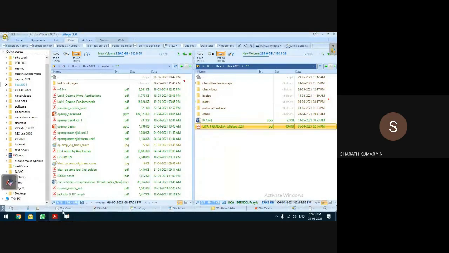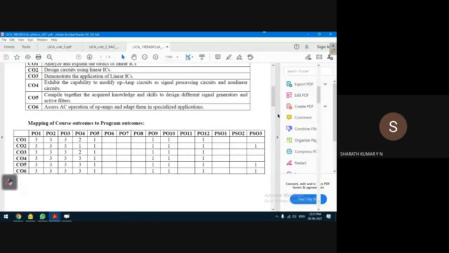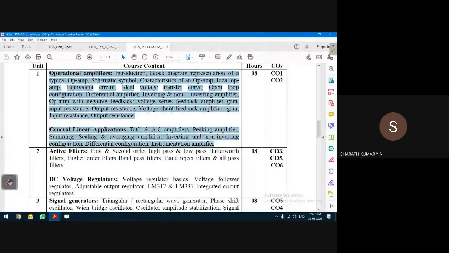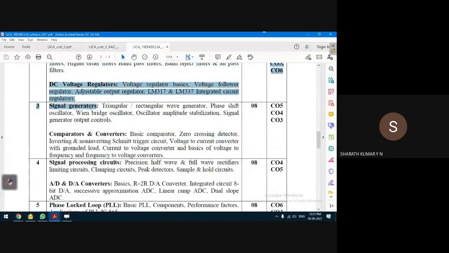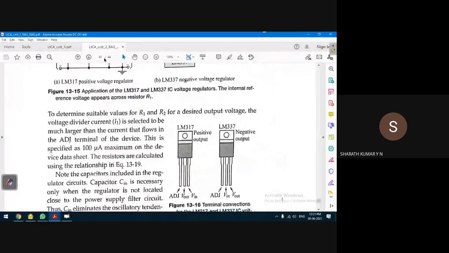I'll open the syllabus. Yes, for the test, as Pradeep sir was suggesting, up to active filters will be there for the test. For the next test, it will be starting from DC voltage regulators. So now we are going to discuss what is known as signal generators, and we'll continue with the comparators and converters. So today I'll start with signal generators.